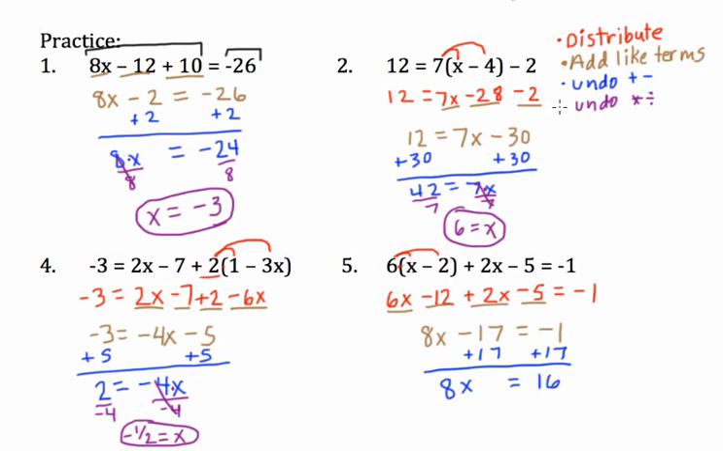And last step is to continue to undo what's been done to that x. So undo timesing by 8. The opposite of timesing by 8 is to divide by 8. So 1x equals 2.